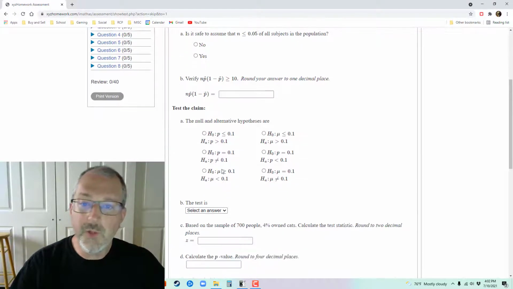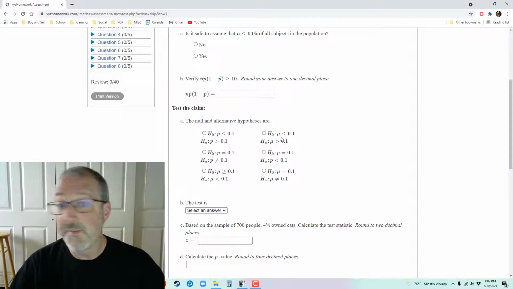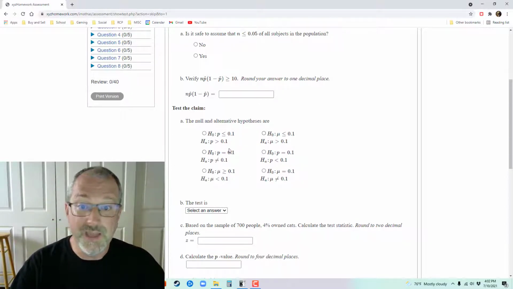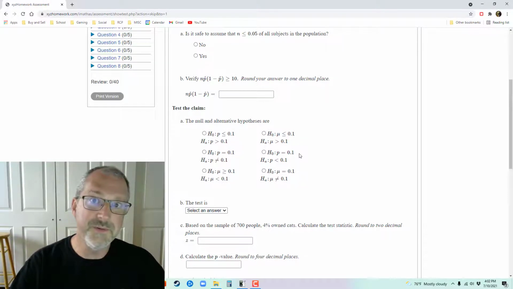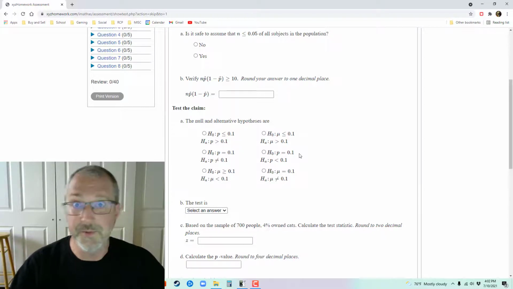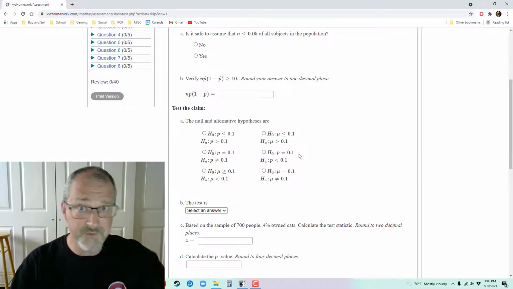So what's cool about this multiple choice here is that you do get to see some null hypotheses with equal signs in them and less than or equal to. If you're writing a null hypothesis, always use equals. Don't get fancy and put less than or equal to or greater than or equal to. There's a chance you might get those flipped around. So just always use equal to.